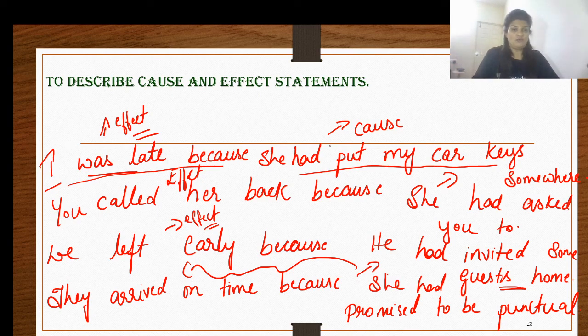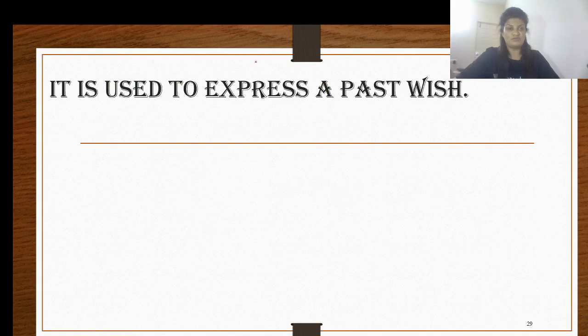To make it negative, all you do is add not. And to make it a question, all you do is bring the question word here, had here as the auxiliary, and to make it a WH question, you begin with a WH word. Now let us move on to another usage, which is used to express a past wish, like this.